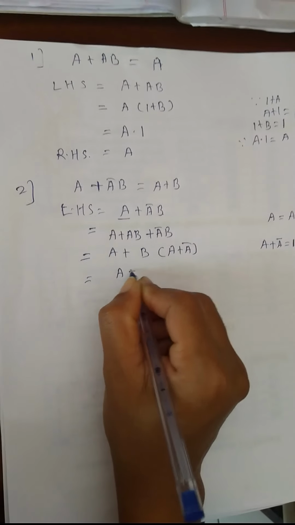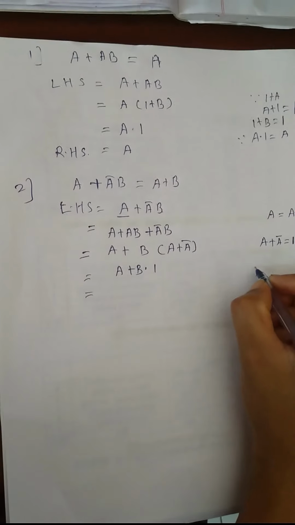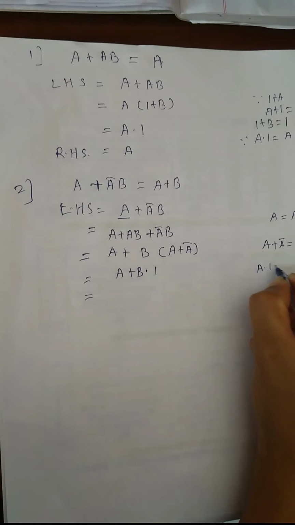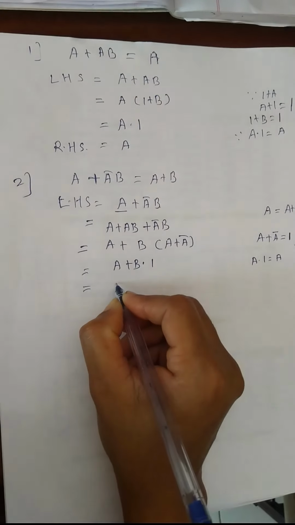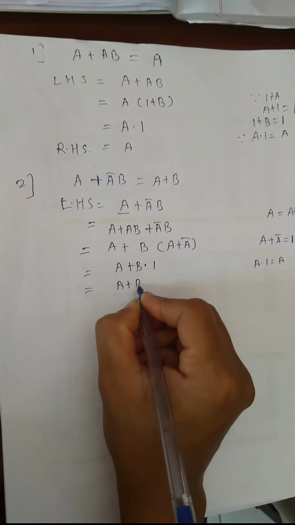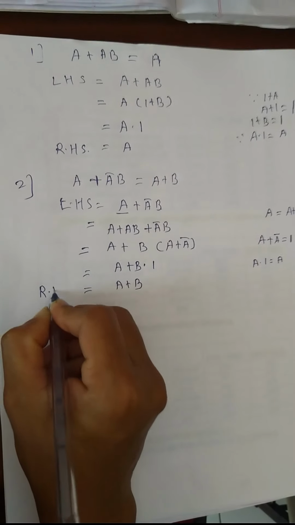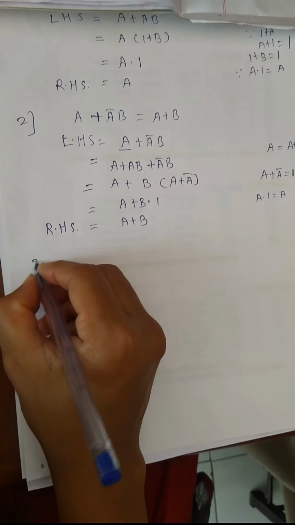So this term is A plus B into 1. Again we use the AND law, A into 1 is equal to A. Similarly, B into 1 is represented as B. So this is A plus B. LHS is equal to RHS. This is how we reduce the Boolean expression.